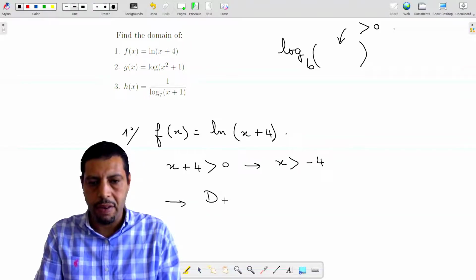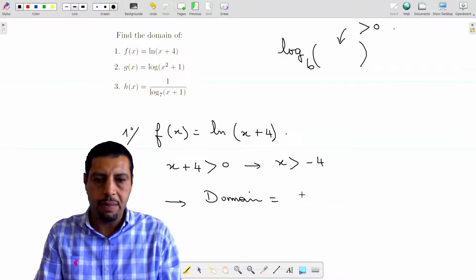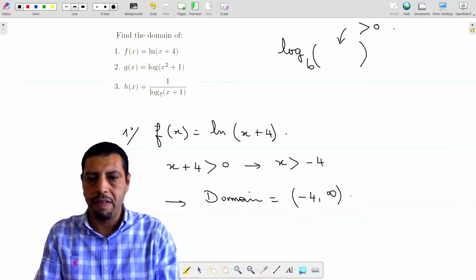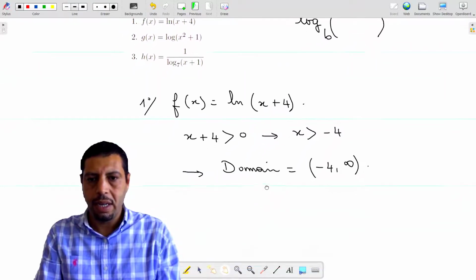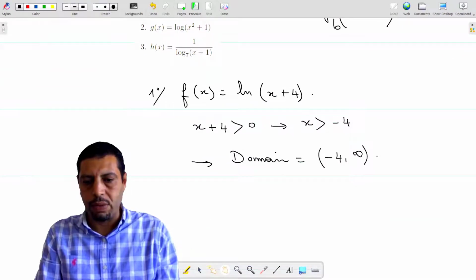So the domain of our function is the set of real numbers which are greater than negative 4, which gives the open interval (negative 4, infinity). So this is the domain of your function f. We will move to the second one, log of x squared plus 1.